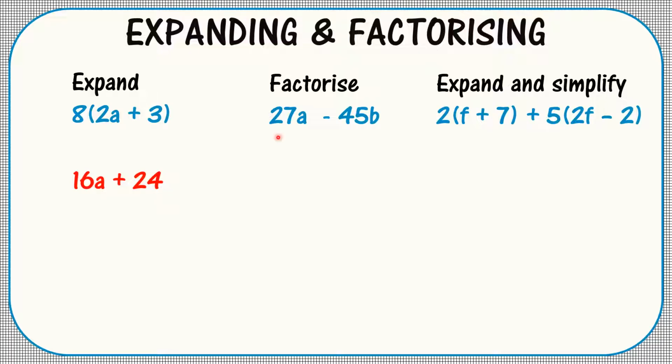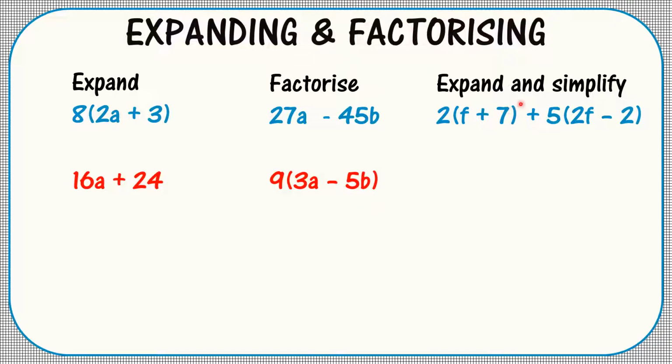For the next question, we are asked to factorise. You find the biggest factor between 27 and 45, which is equal to 9. There is not a common factor between a and b. Therefore, you take a 9 outside the bracket. How do you get from 9 to 27a? You multiply it by 3a. And how do you get from 9 to minus 45b? You multiply it by minus 5b.